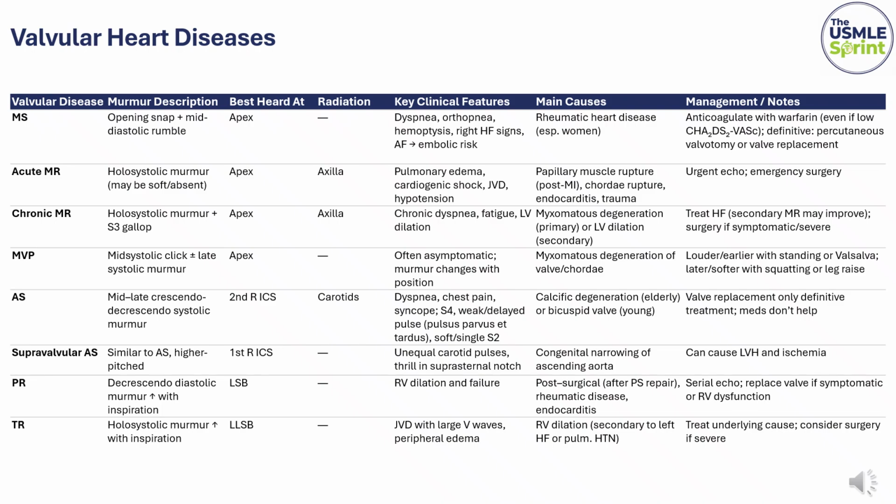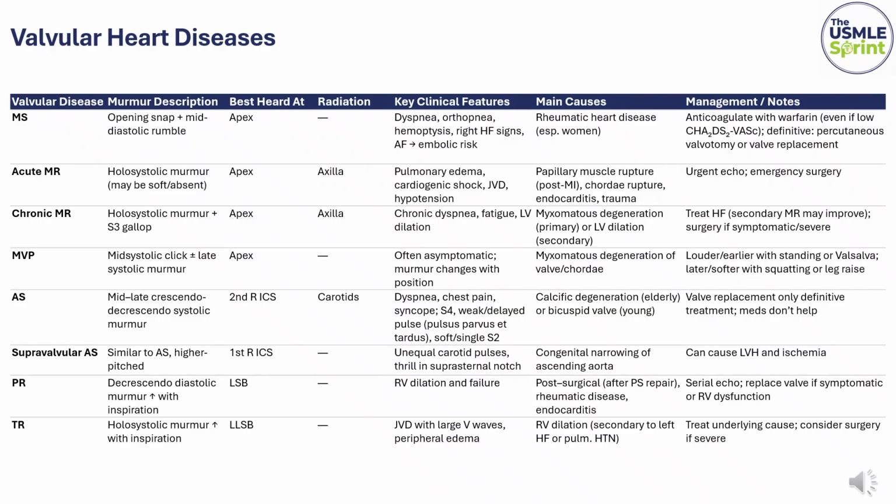When you see a patient with new-onset atrial fibrillation in the setting of mitral stenosis, that's dangerous. They lose their atrial kick, can suddenly decompensate into pulmonary edema, and are at high risk for embolic stroke. That's why anticoagulation with warfarin is indicated even if the CHA2DS2-VASc score is low. Definitive treatment is percutaneous valvotomy or valve replacement.